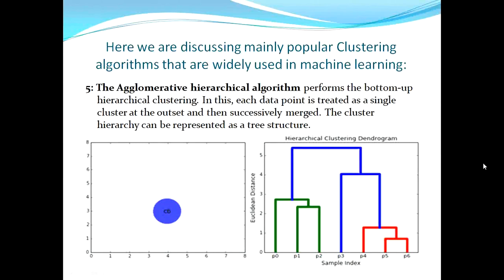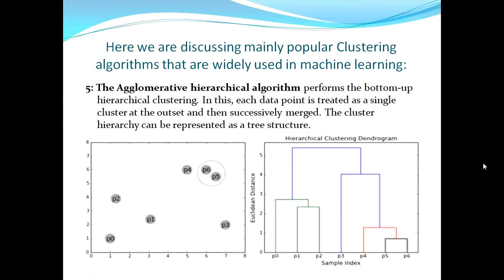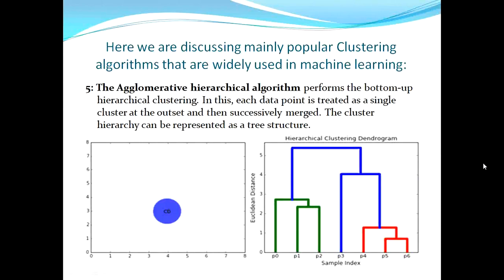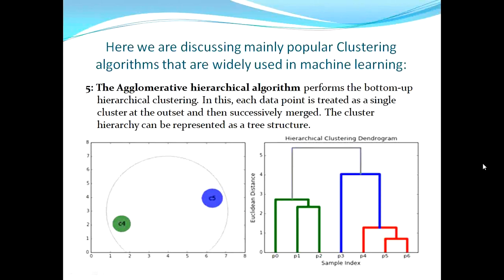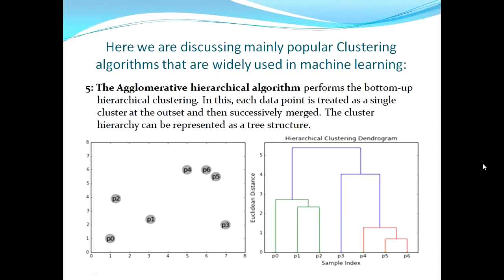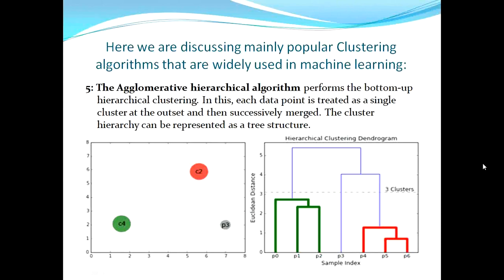So you can observe from the above figure that initially P5 and P6, which are closest to each other, are combined into one cluster, followed by P4 getting merged into the same cluster, C2. P1 and P2 get combined into one cluster, followed by P0 getting merged into the same cluster, C4. Now P3 gets merged in cluster C2, and finally both clusters get merged into one.